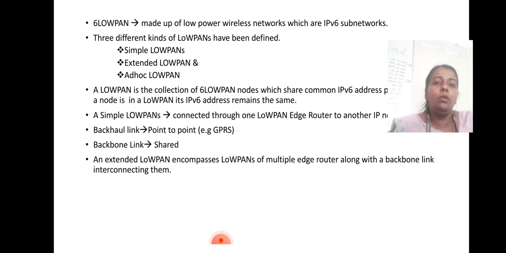A simple LoWPAN is connected through one LoWPAN edge router to another IP network. Backhaul contains a point-to-point link, one example being GPRS. Next, the backbone link represents a shared link. And an extended LoWPAN encompasses a LoWPAN of multiple edge routers along with a backbone link interconnecting them.